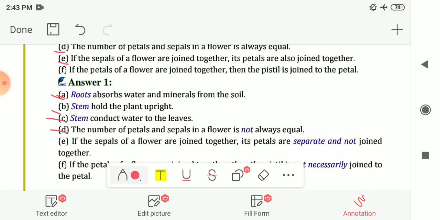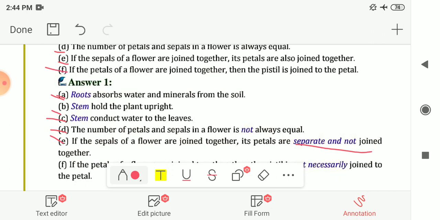Next one, statement E: if the sepals of a flower are joined together, its petals are also joined together. The correct statement for that is: if the sepals of a flower are joined together, its petals are separate or not joined together. It is not compulsory that if the sepals are joined together, then petals should also be joined together.